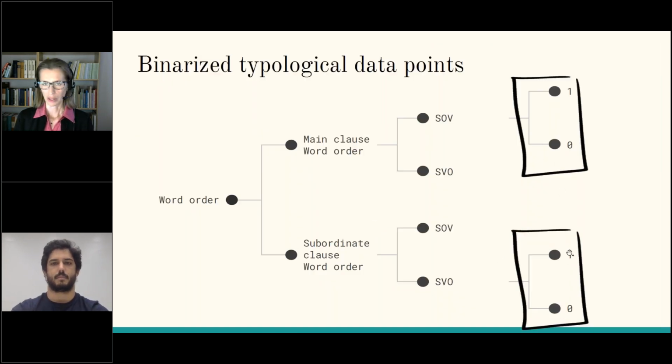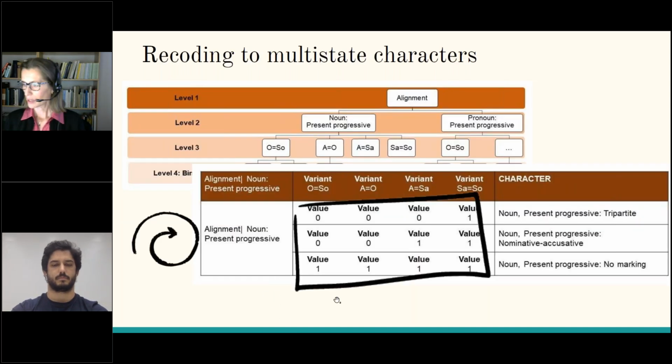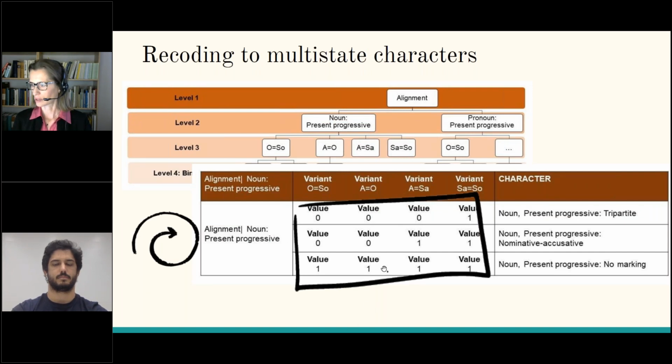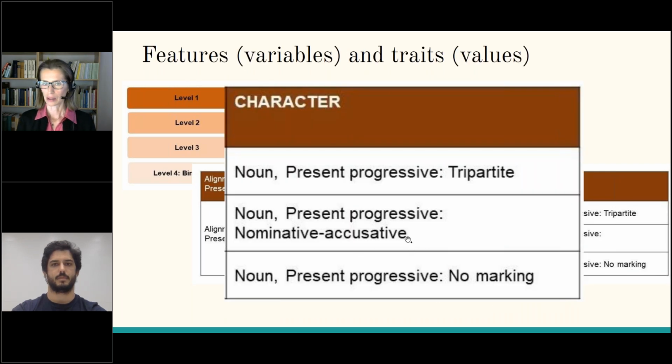And we extract the data from the database, and we take the lowest level, the binarized level of the data, extract that, and we recode that. So we recode that into multi-state characters that have several variants. And this is methodologically important, and Chundra will talk more about that later, how it's used to set up the model. So you can see that we take these features, we recode them, and then we have these multi-state features with traits. And we give them names like noun, present, progressive, type, tripartite, noun, present, progressive, nominative, accusative, and so forth. And these, we call them features or variables and trait values. So these are the traits or values that we actually measure.